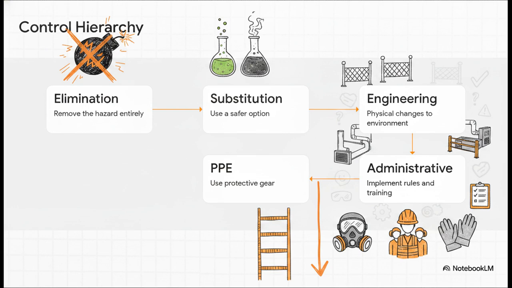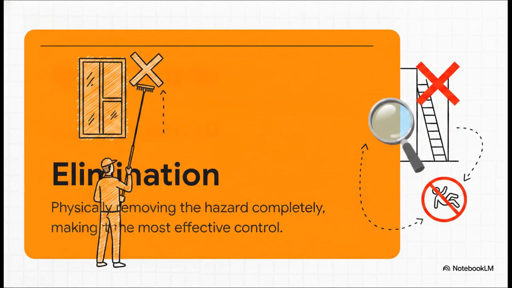Let's break down exactly what each of these tiers actually looks like in practice. The absolute best option, hands down, is always elimination. It sits right at the top of the hierarchy because it completely removes the source of potential damage. Think about it. Working at heights is inherently dangerous. Even with top-tier safety gear, a fall can still happen. But if a window cleaner uses a specially designed long brush that lets them wash the windows while standing firmly on the ground, well, the hazard of falling from a height is completely eliminated.